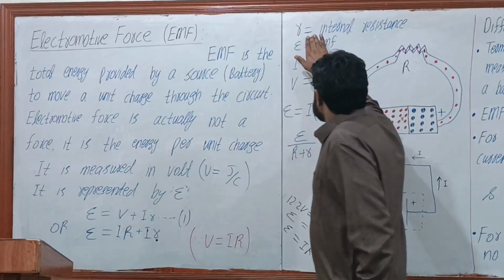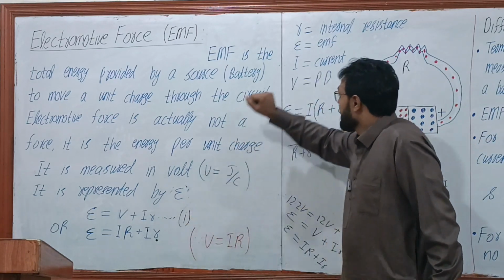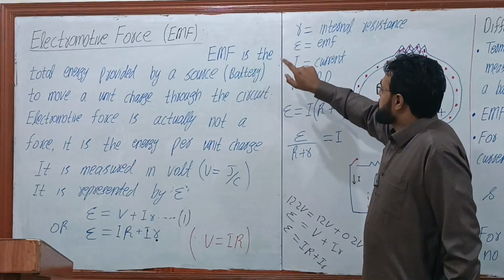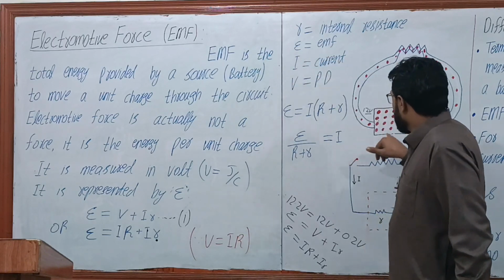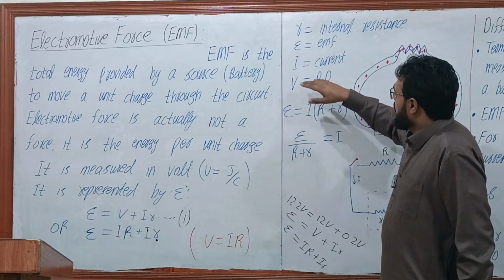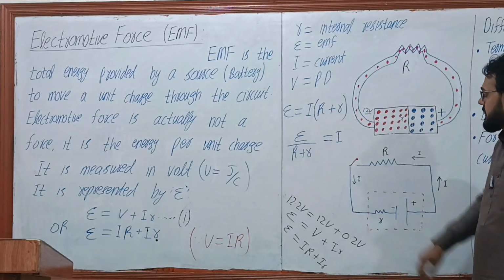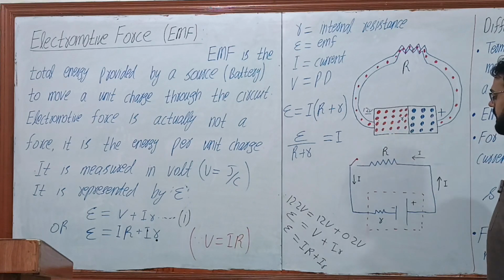Now, small r is the internal resistance of this circuit. Epsilon is EMF, the total energy given to this charge. I is the current and V is the terminal potential. Simply you can say potential difference, terminal potential difference or terminal voltage.